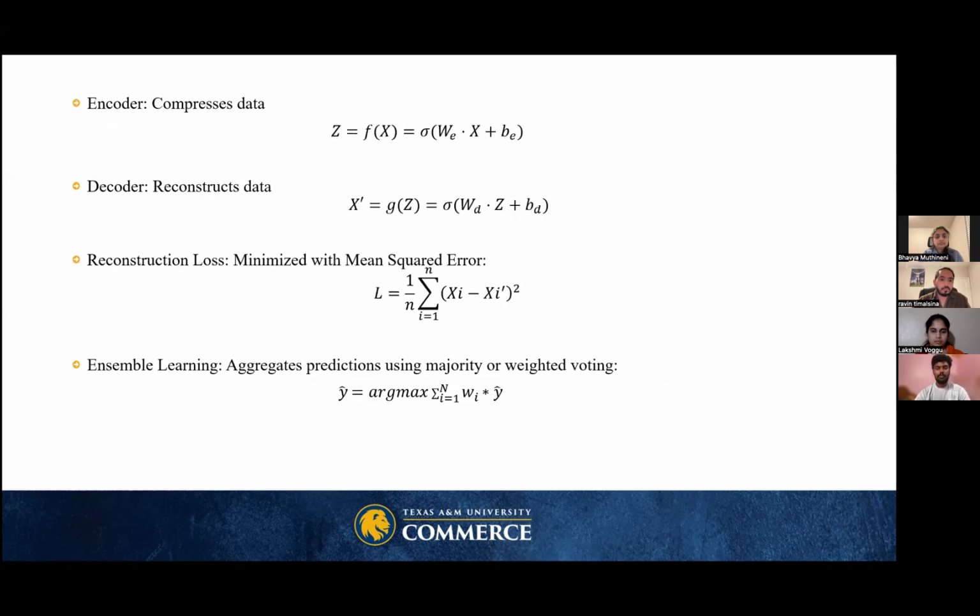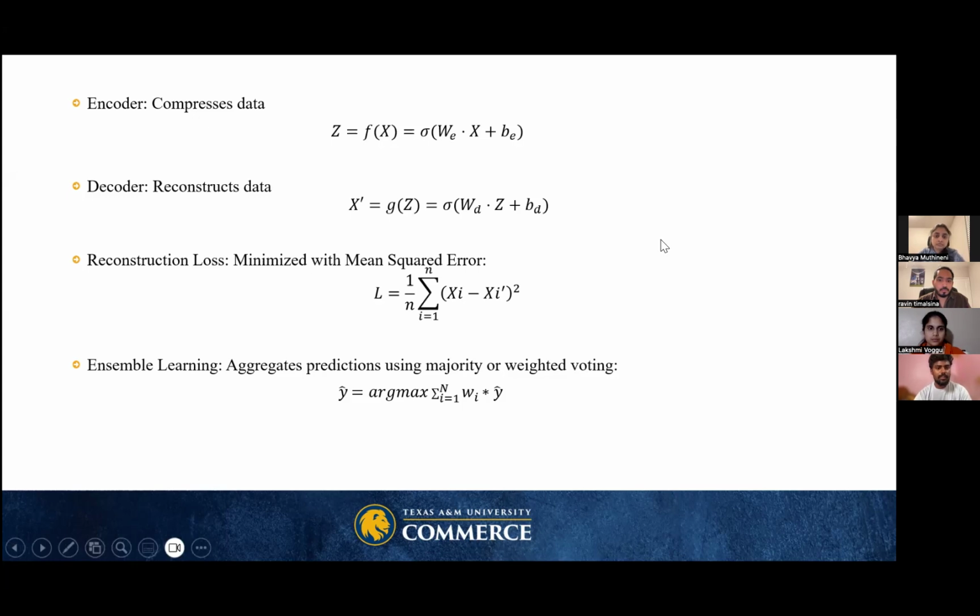Here are the formulas that we are using for autoencoder and ensembling. The formulas used in the autoencoder are the encoder, decoder, and reconstruction loss. In the encoder formula, Z is the compressed data, X is the input data which we are compressing, and F is the function that we are using for compressing. Here W stands for weights, B is the bias, X is the input, and sigma is the sigmoid function.